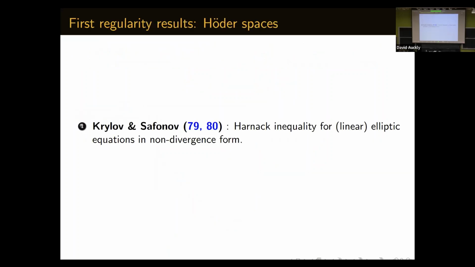All right, now comes a crash course in regularity theory. The first regularity results we had for the fully nonlinear setting come from Krylov and Safonov in the late 70s and early 80s, when they proved a Harnack type inequality for linear elliptic equations in non-divergence form. At that time, we only had Harnack inequality for divergence form equations, and this was a major breakthrough in the theory when they developed a nonlinear argument. Even though they were working with linear elliptic equations, the arguments they used were nonlinear, and that opened the door to the fully nonlinear setting.